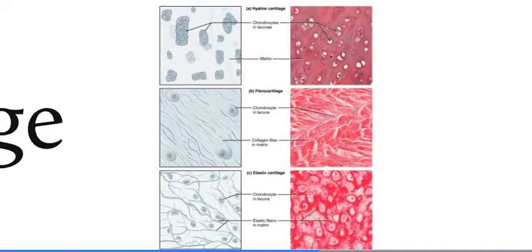But the fibrocartilage image here has been stained to highlight the collagen bundles, and the elastic cartilage has been stained to highlight the elastic protein. Now, a good way to talk about their function is also to consider where they're found. So let me talk about that for a second. And I'm going to start with elastic cartilage. There are two places where we find elastic cartilage in this course.